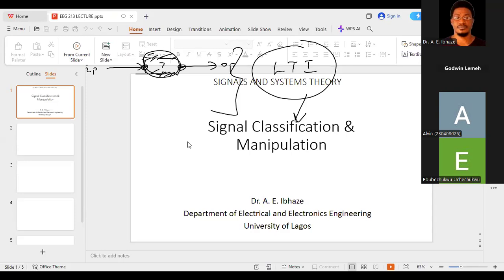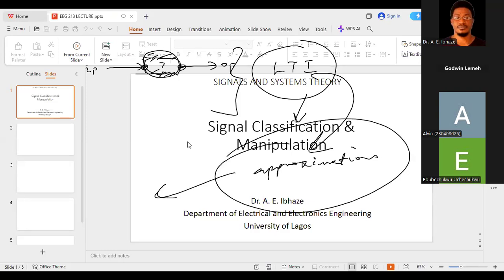So don't forget, this is an approximation, okay? An approximation. So it's an idealized system. It's idealized. It's not a practical system, okay?